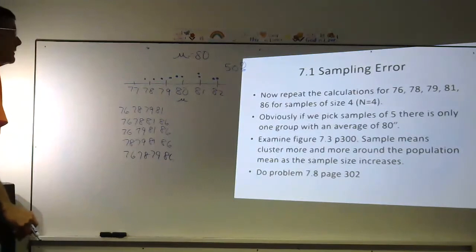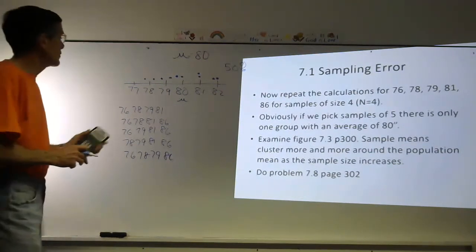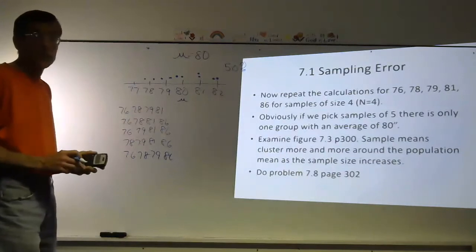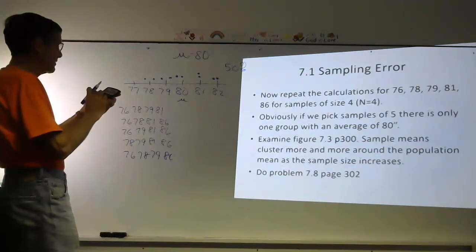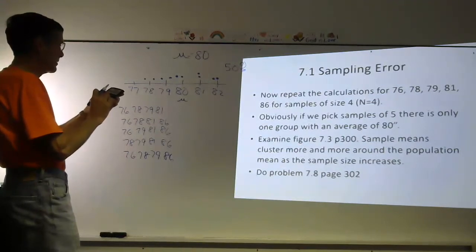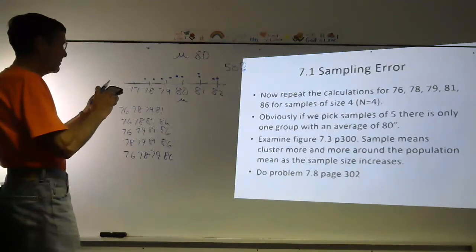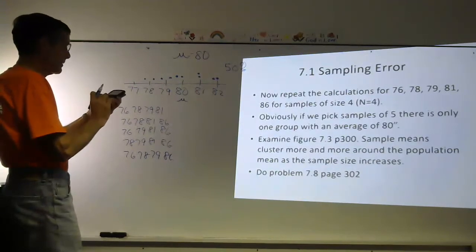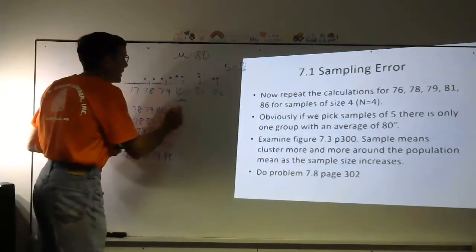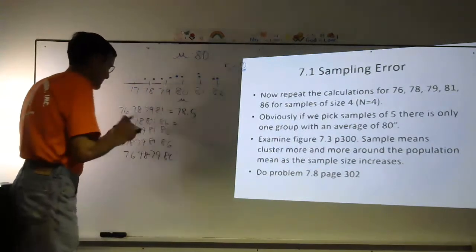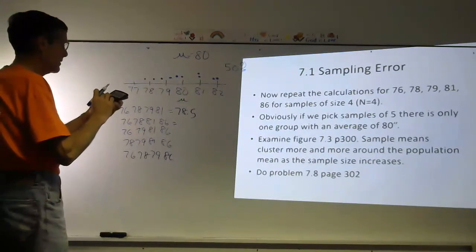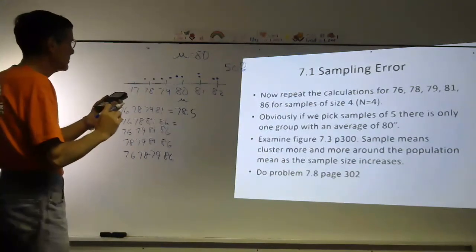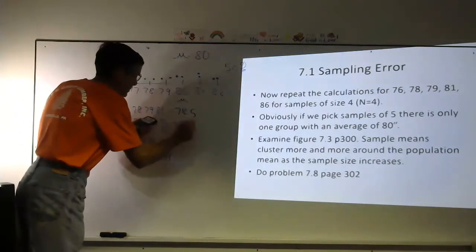Okay. Well, let's find the means for samples of size 4. It's going to take me a second here. I'm going to have to add these up and divide by 4, so stick with me. So I've got 76 plus 78 plus 79 plus 81 divided by 4 equals 78.5. Okay. Divided by 4 equals 80.25.